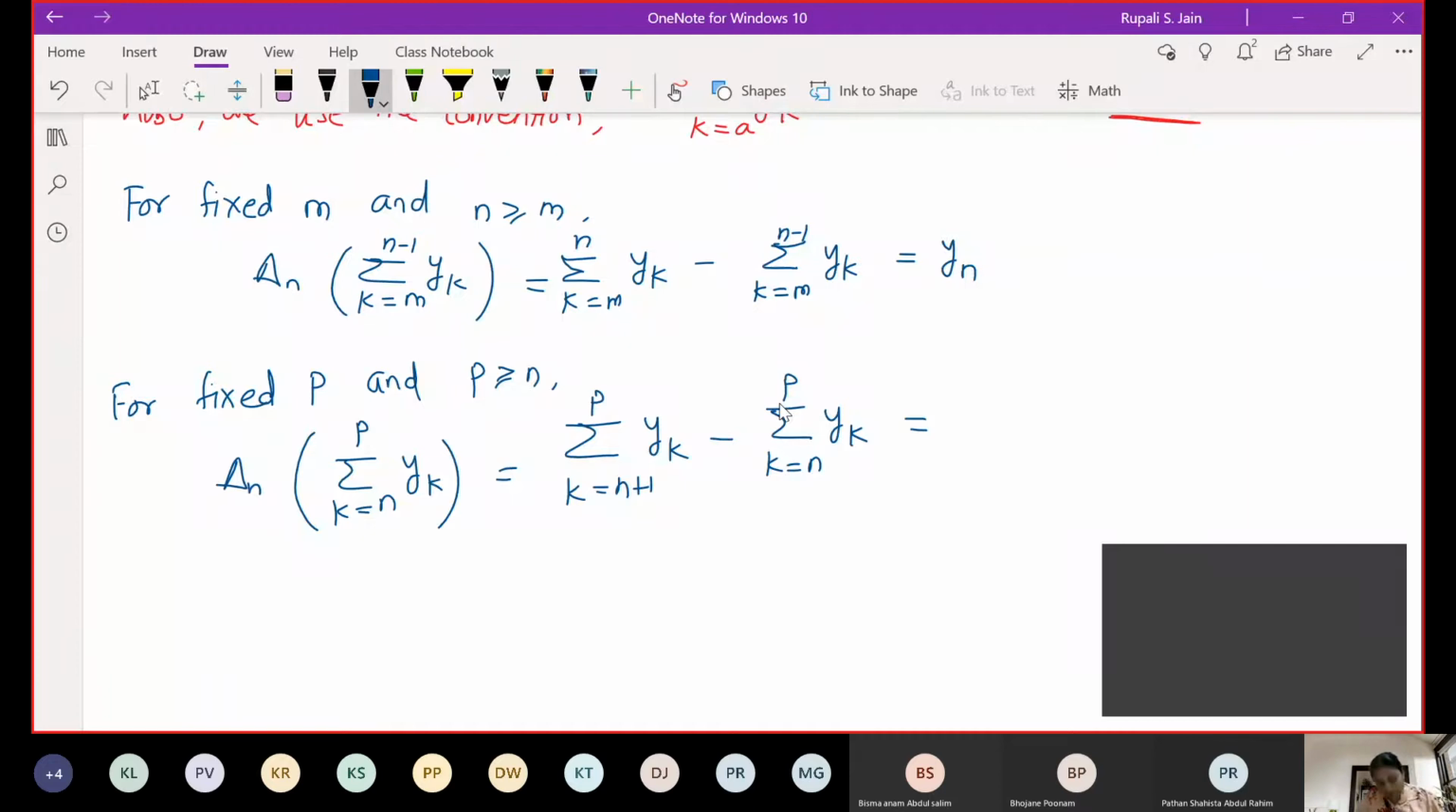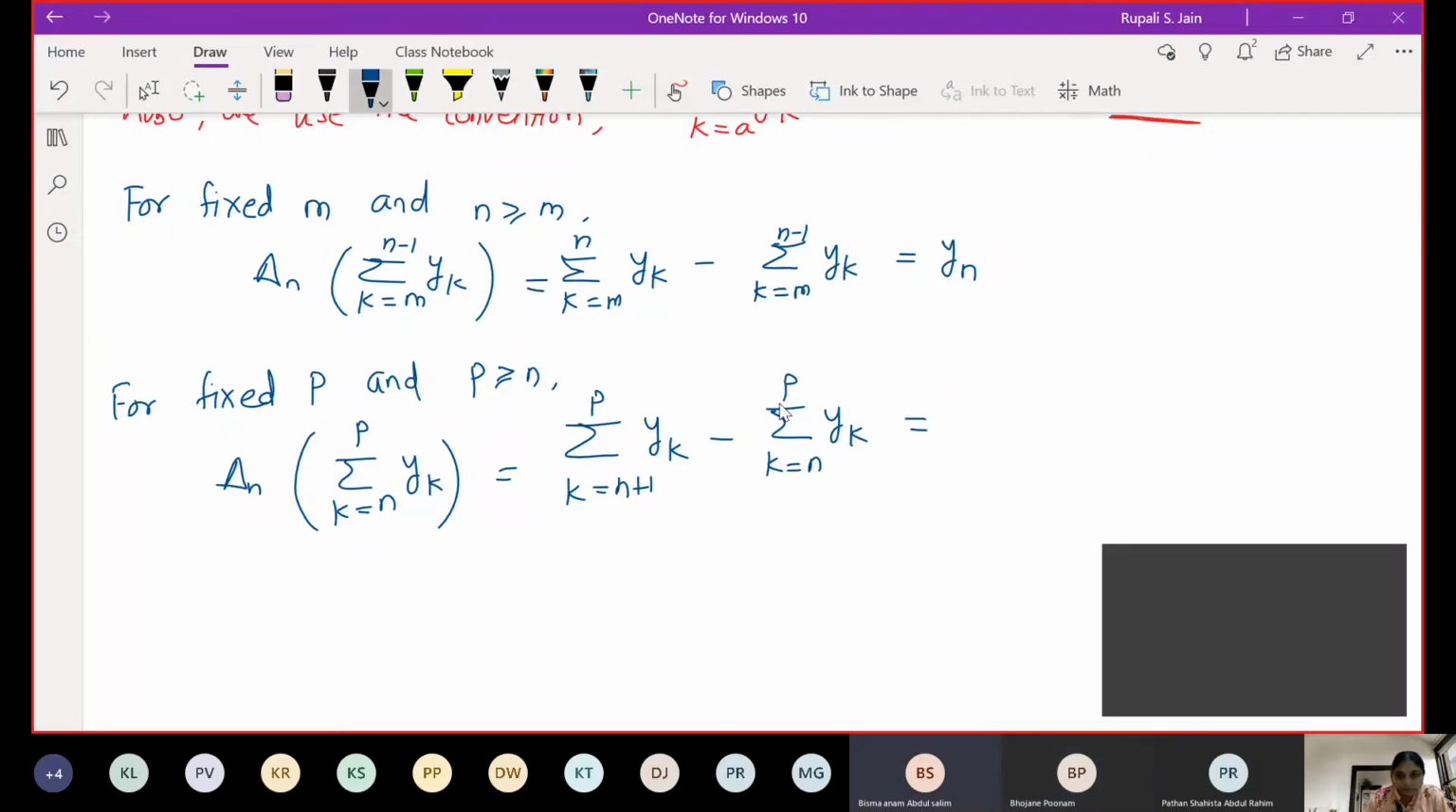Which term will survive here? Only y_n? Not y_n plus 1? You can simplify this.